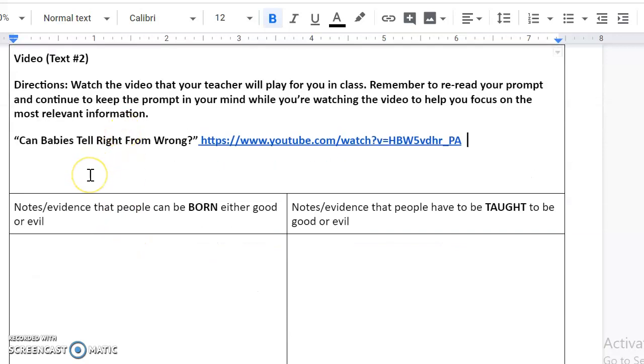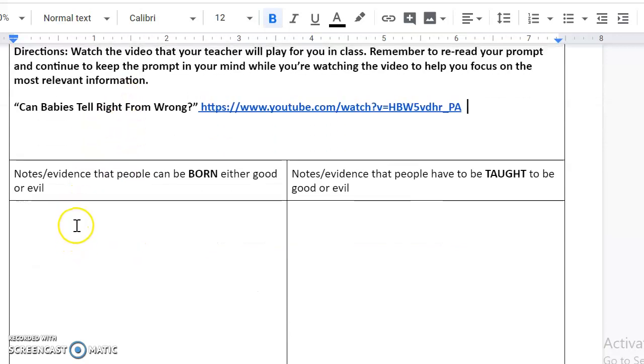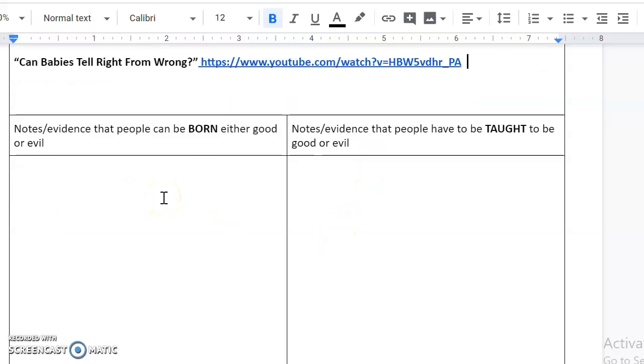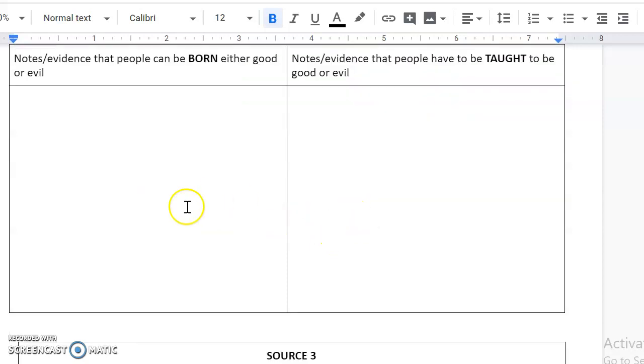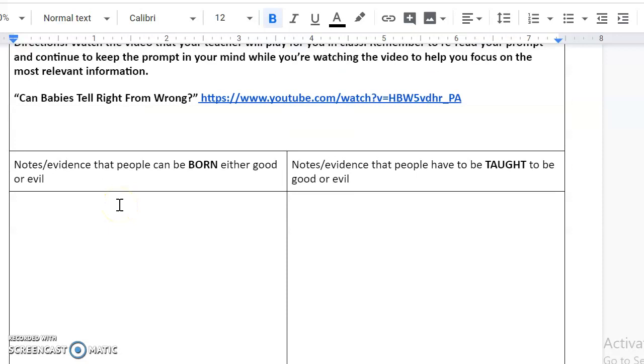Once you're watching the video, once again, you're going to try to find evidence of whether humans are born good or born evil, or if they have to be taught good or evil. So really the video only gives evidence of one of these two things. So I don't think you need to have both boxes filled out, but just one box of some seriously good evidence for whether they're born evil or they have to be taught to be evil.